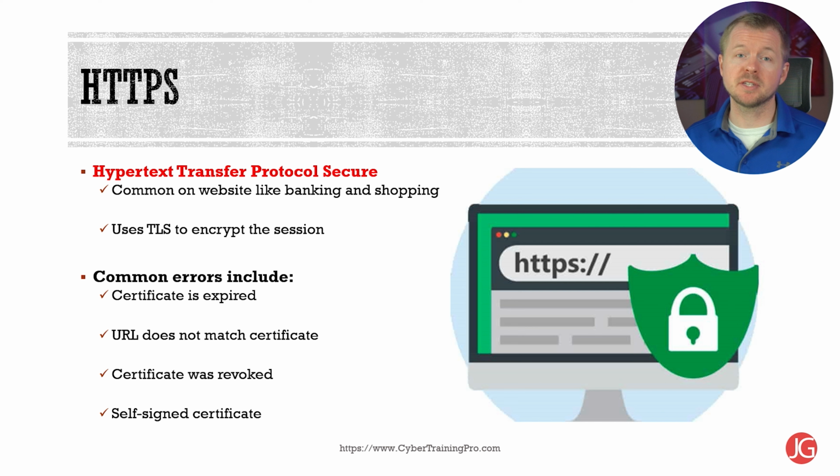You might see several different error messages when it comes to HTTPS, and those include: the certificate's no longer valid, meaning it expired, or the URL associated with the certificate doesn't match, the certificate has been revoked because it was compromised or some other issue, or the certificate is self-signed. This error happens a lot with internal applications because they aren't issued by a certificate authority.